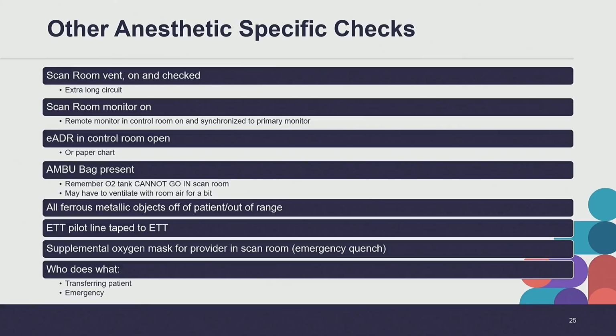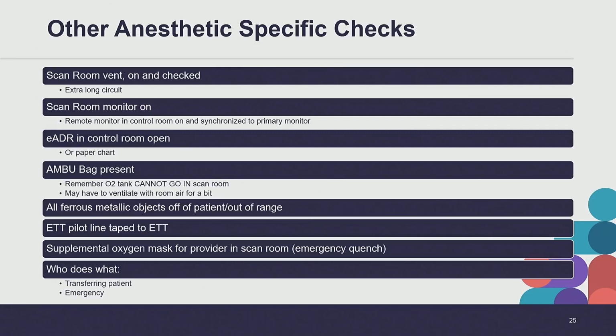Check that your EMR, your anesthesia record, is up already, or that you're just going to paper chart. That there is an ambu bag present. Remember, no O2 tank should go in the scan room, so you may have to ventilate with room air for a little bit if you need to. All ferrous metallic objects are out of range. We talked about taping the pilot line to the ET tube.